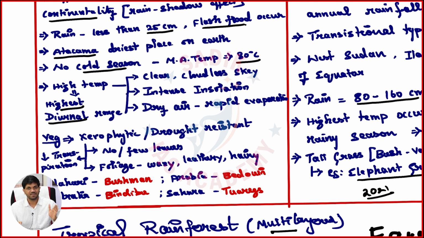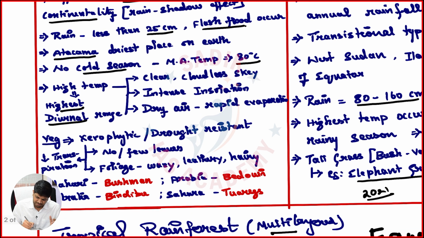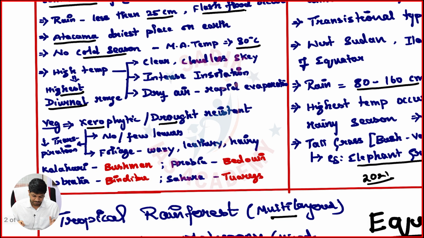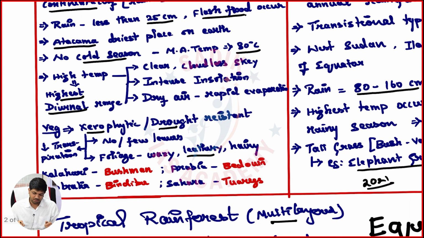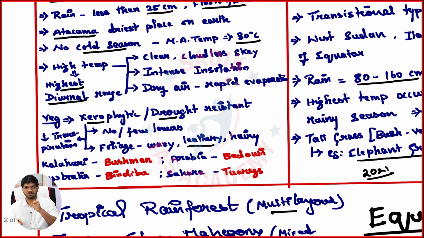In a single day there will be a maximum temperature difference. And then the vegetation types are xerophytic or drought resistant crops, and because the trees want to decrease transpiration, the trees will have no or fewer leaves, and the foliage will be waxy, leathery and hairy. And we have given the areas and the types of tribes who are present in the deserts also.